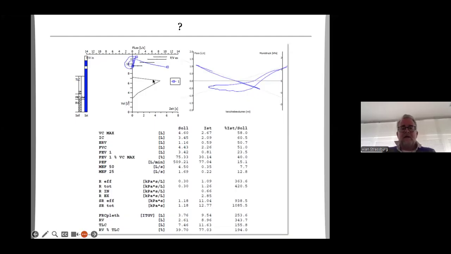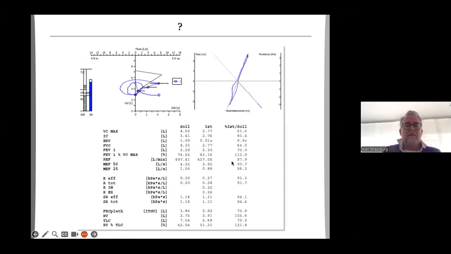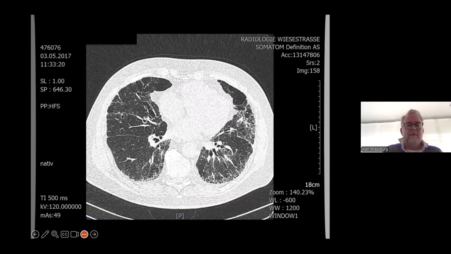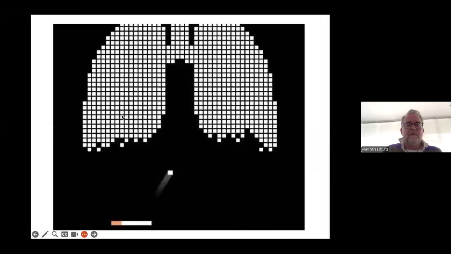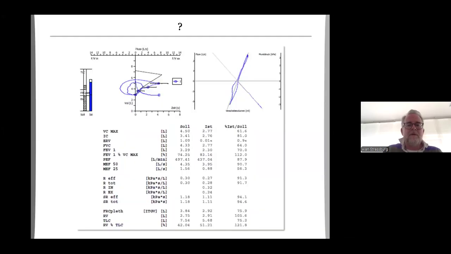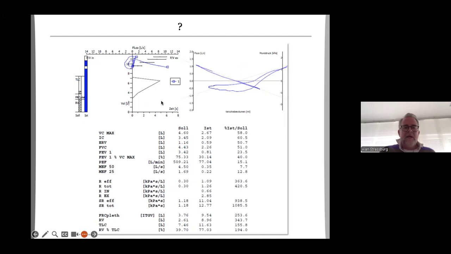This is another example for a severe obstructive ventilatory disorder. Oops, sorry. Went down the wrong direction. How do I get back? Oh, yeah, I got back.